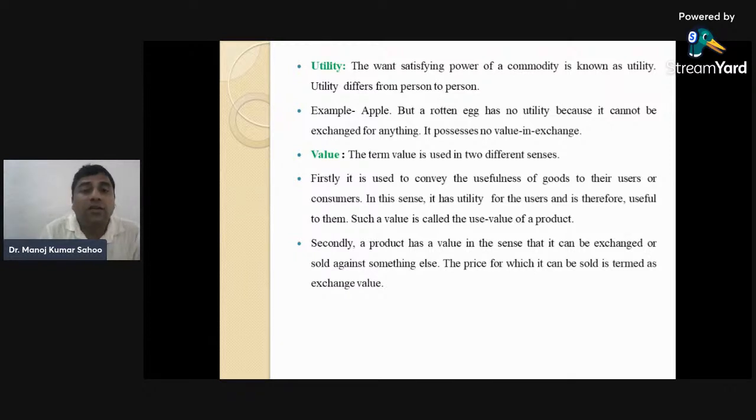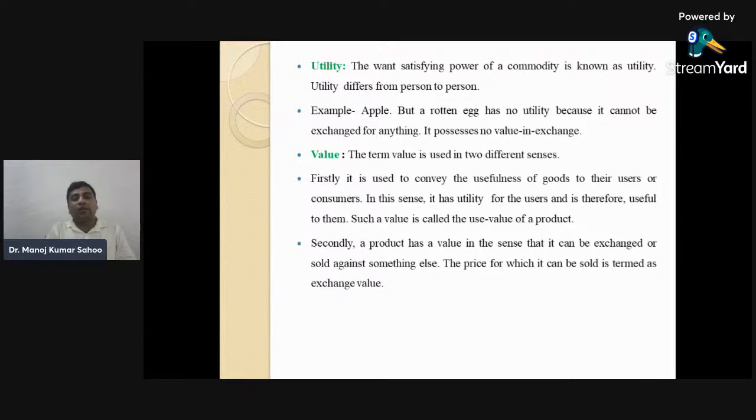Now what is value? The term value is used in two different senses. Firstly, it is used to convey the usefulness of goods to their users or consumers. In this sense, it has utility for the users and is therefore useful to them. Such a value is called the use value of a product. Secondly, a product has value in the sense that it can be exchanged or sold against something else.